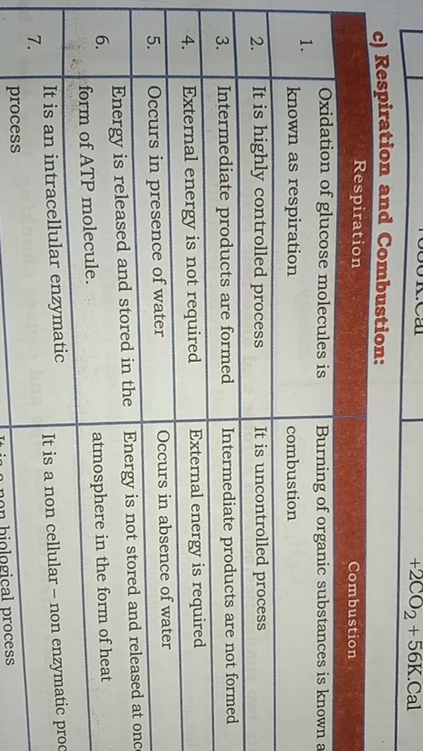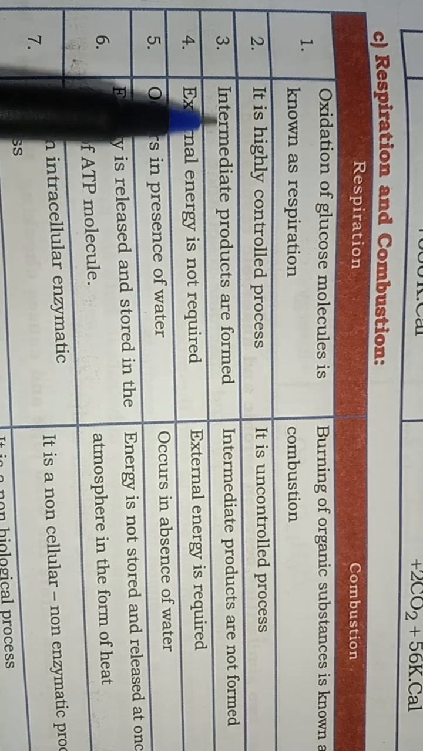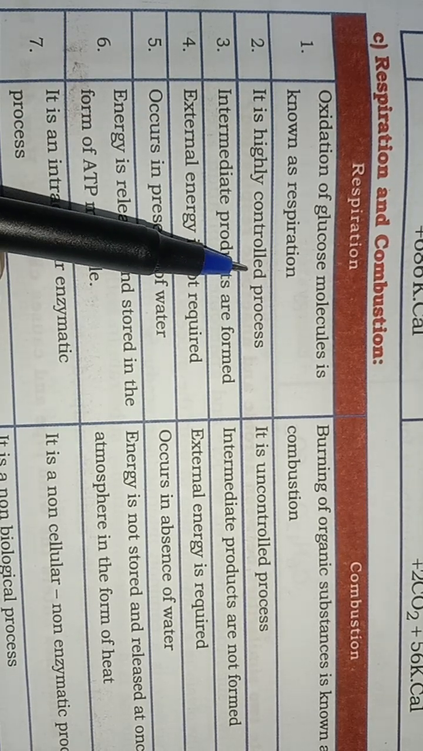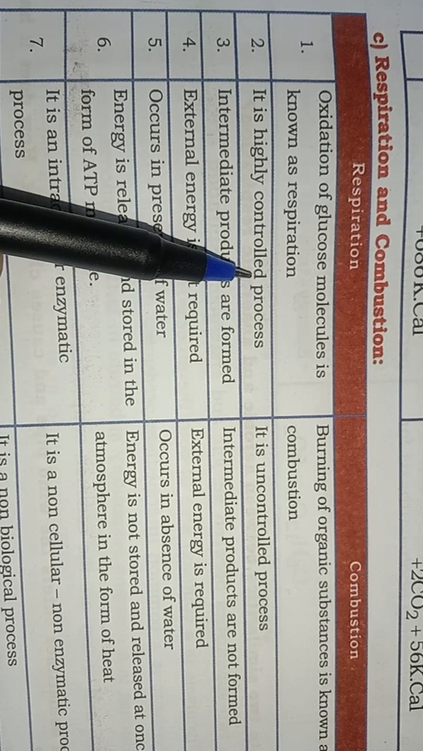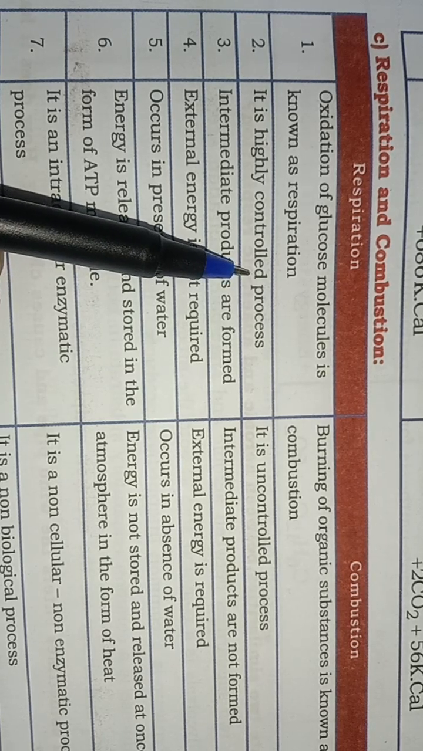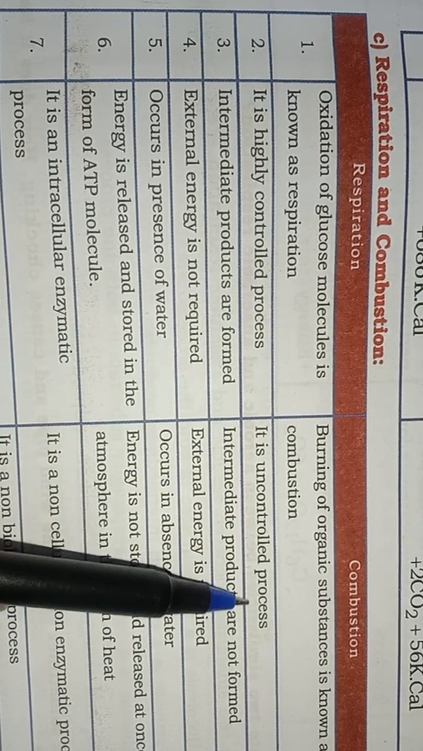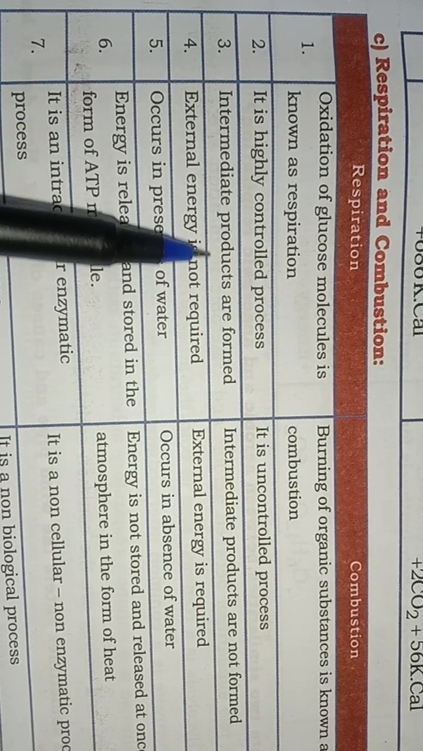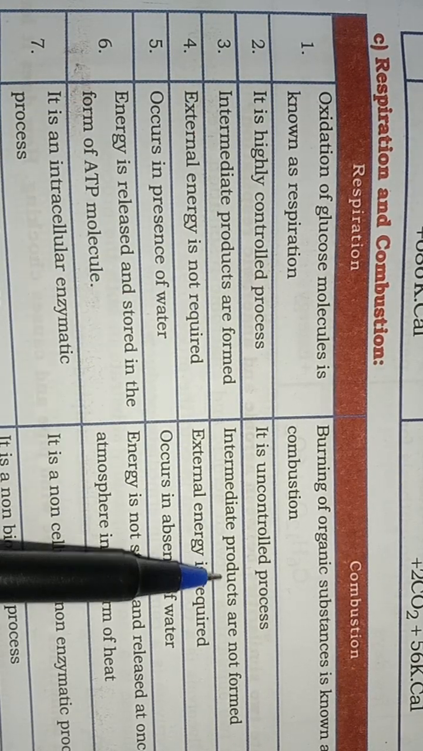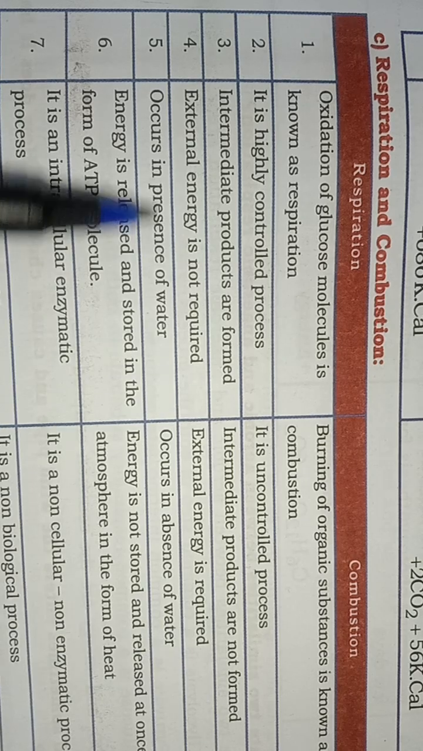Oxidation of the glucose molecule is known as respiration. Burning of organic substances is known as combustion. Respiration is a highly controlled process. Even though respiration takes place in the body and our body is filled with water, 70% of our body is water, it still releases energy. Combustion is an uncontrolled process. In respiration, intermediate products are formed. In combustion, intermediate products are not formed.